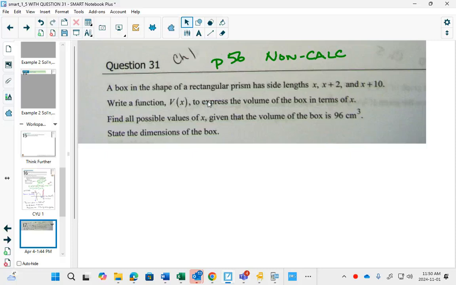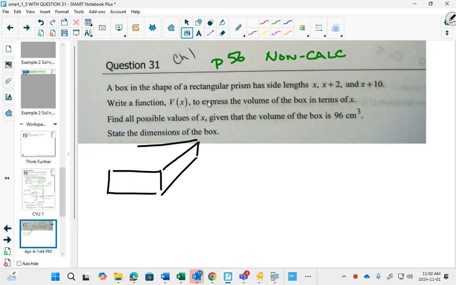So you're kind of like, sweet, I don't have to know this for the exam, the question we just did, because they won't be able to ask that. But they could ask this. And we're gonna work through how to solve this non-calculator one. That's very similar. They give you the box, they tell you, here's our box that has lengths x, x plus 2, and x plus 10.